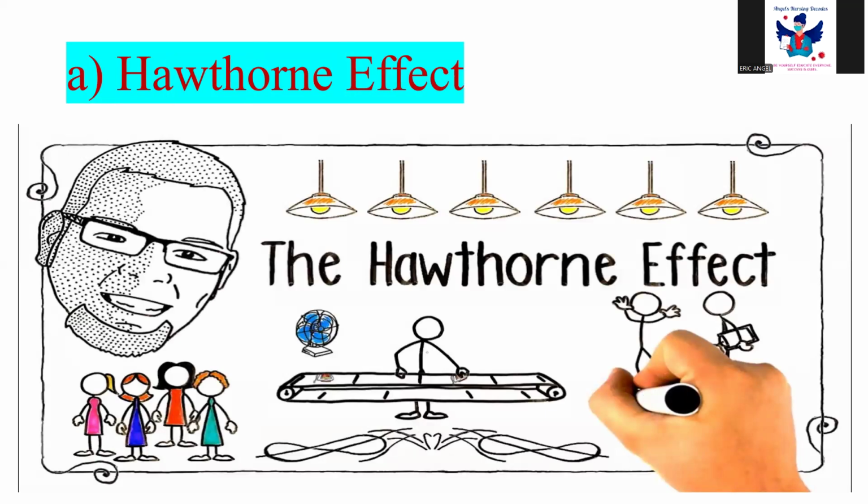Let's see about factors. First is Hawthorne effect. Subjects may behave in a particular manner because they are aware of them being observed, and this is called the Hawthorne effect. Subjects have the knowledge that they are involved in a research study, thus affecting the results.